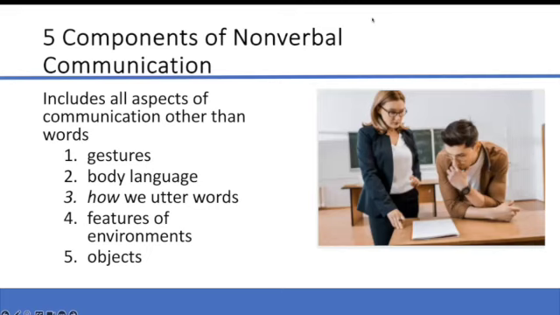Now, moving on from the functions of nonverbal communication to the components, we have several aspects of communication that exist besides words, and these include gestures, body language, how we utter the words, and the features of the environment that we're in. We create our environment, so we really are expressing aspects of ourselves by the way that we create our environments. And then the objects that we have and the objects that we use, all of that expresses meaning.